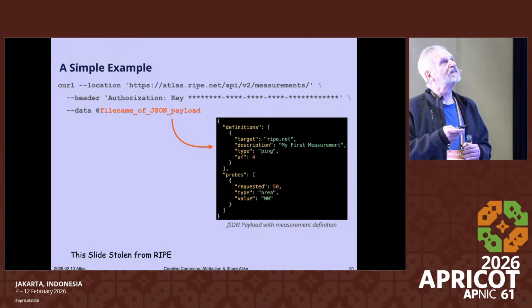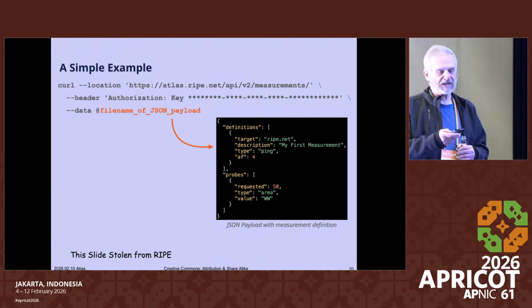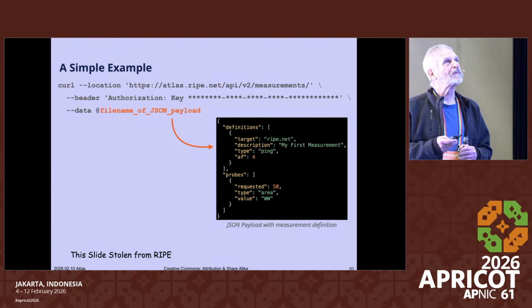And there's a good old JSON definition of here's the target, message, which kind of thing I want. I want a ping, how many, etc. How many probes you want, how to select. Just the same as the web page, except it's an API.